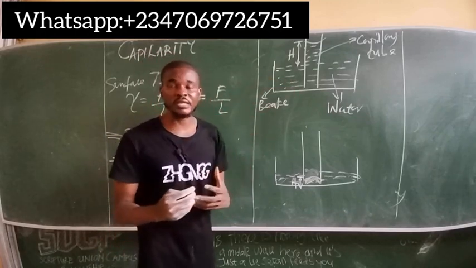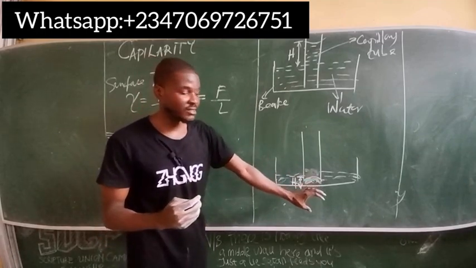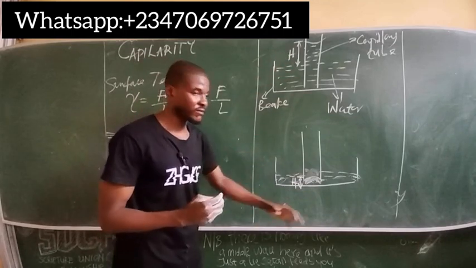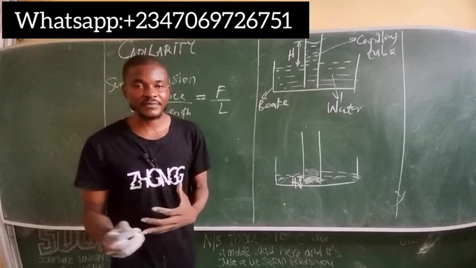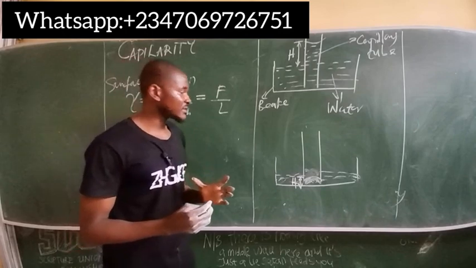But also a liquid, which is now mercury. When we dip the capillary tube, there is a reduction in the height of the liquid. So this rise of liquid and then fall of liquid in the capillary tube is what we actually call capillarity.